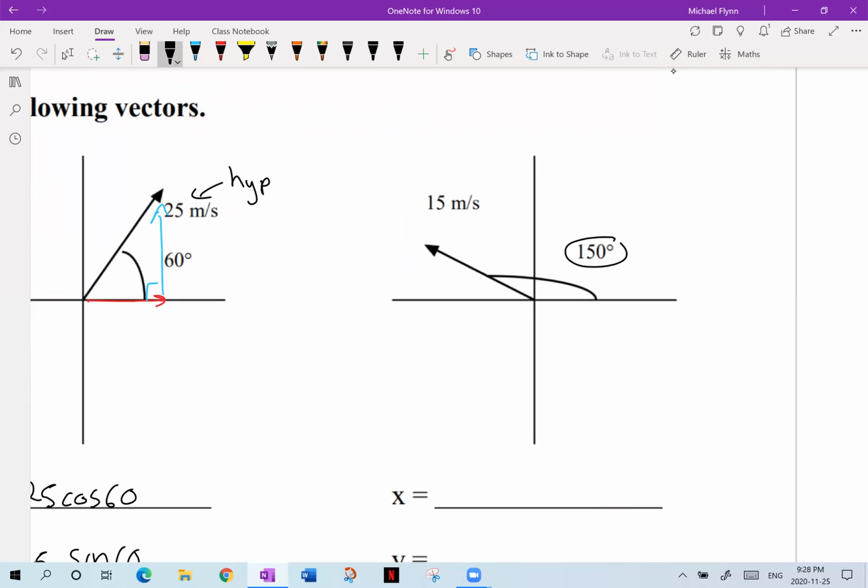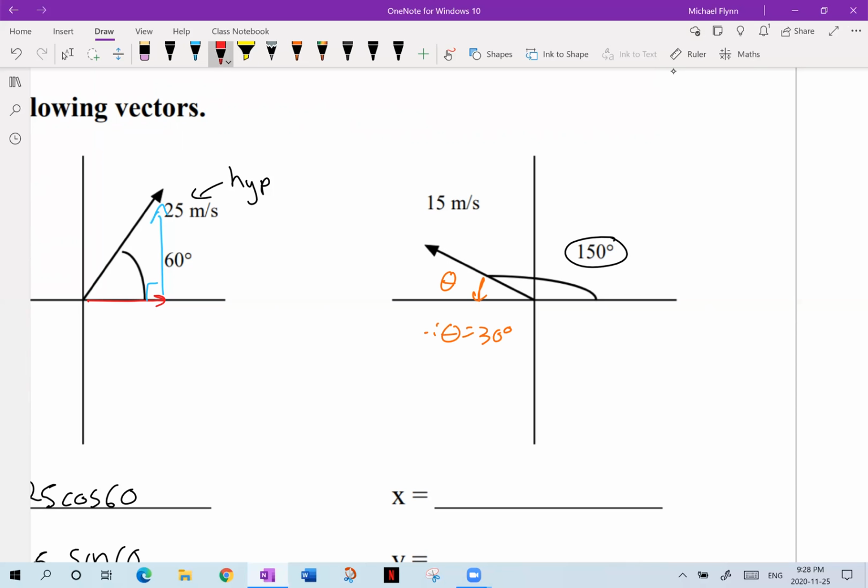Now, what if you get this obtuse angle, this 150 degrees? What you want to do is figure out the related acute angle that's closest to the axis. Let me use a different color, orange. What is this angle here that I've colored orange? We'll call that theta. You know that theta and 150 have to add up to 180. So this is 30 degrees here. Therefore theta equals 30 degrees.